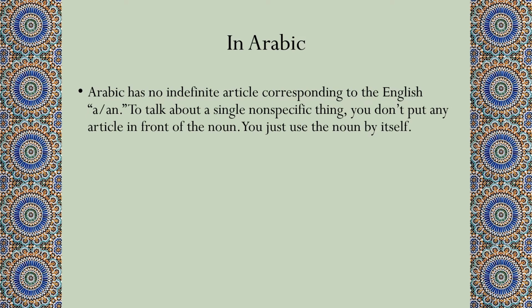In terms of indefinite articles, so we said English has the indefinite article a or an. Arabic has no such indefinite article. If you want to talk about a single non-specific thing, in Arabic, you don't put any article in front of the noun. You just use the noun by itself. So, in other words, there's no word that corresponds to a or an in Arabic. You just use the noun and don't stick any article before it.